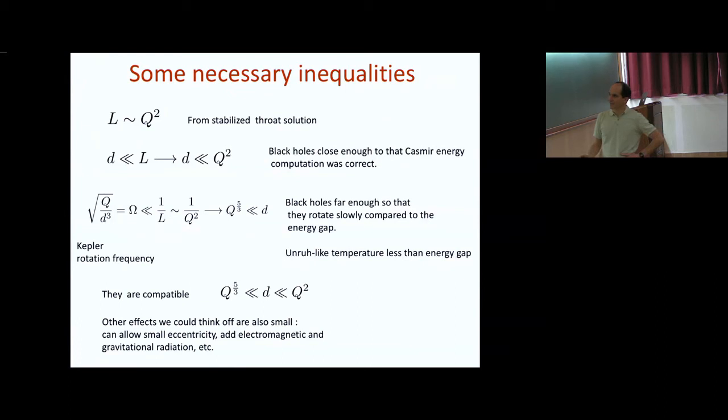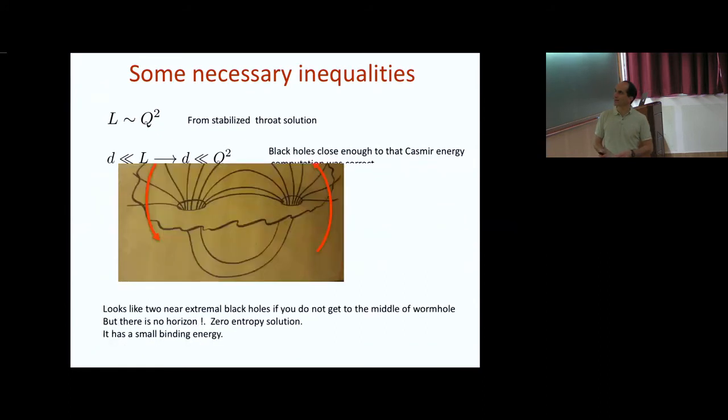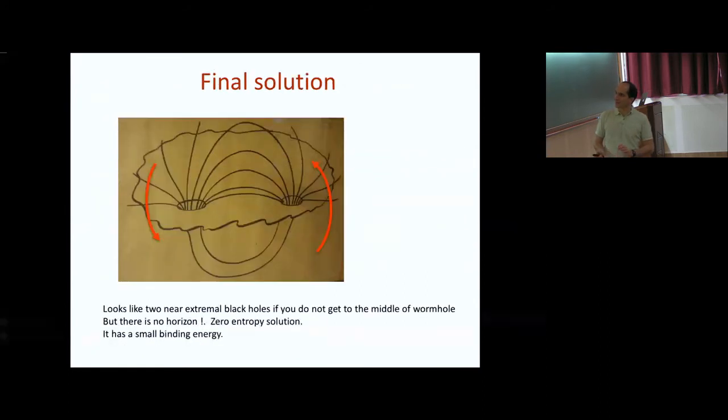So the bigger you make d, the slower they rotate. And so that's why we get an inequality in that direction. Now, other effects we could think of are also small. I mean, we can allow a little bit of eccentricity. We can add electromagnetic and gravitational radiation, and things seem to be okay.